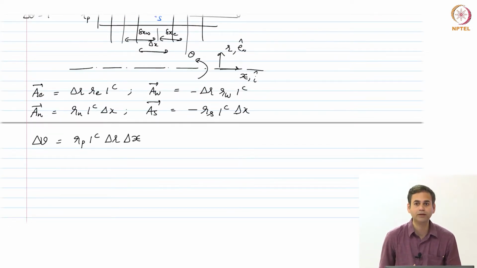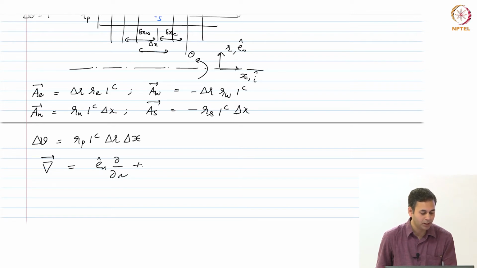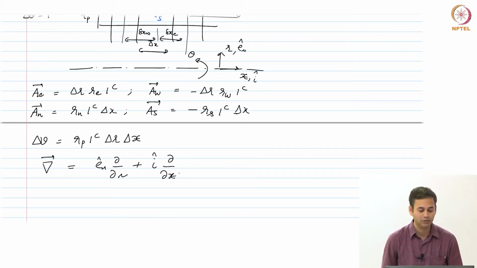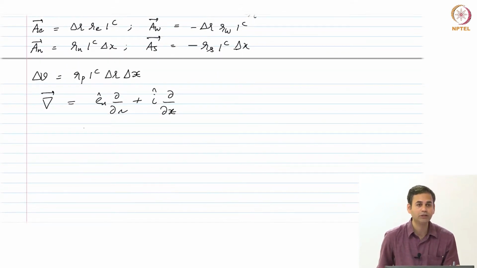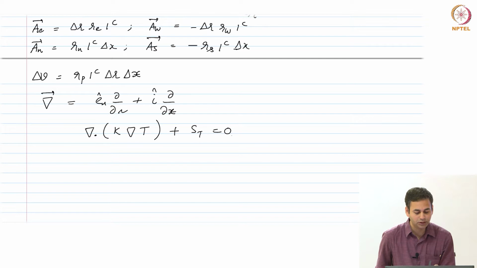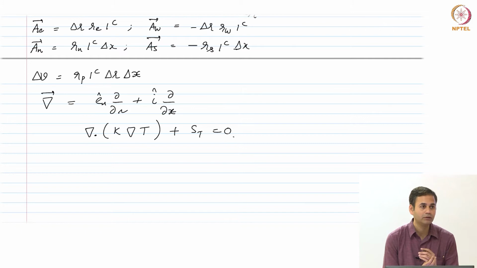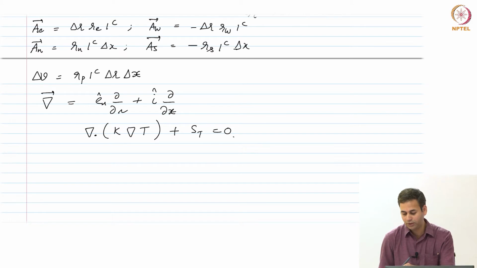We have to also define our nabla, that is our del operator. The del operator for axisymmetric coordinates is Er hat partial r plus I hat partial x. Then we would go ahead with the governing equation: del dot k grad T plus St equals 0. We used temperature here instead of phi to not get confused with the angle theta, which is for the azimuthal coordinate.